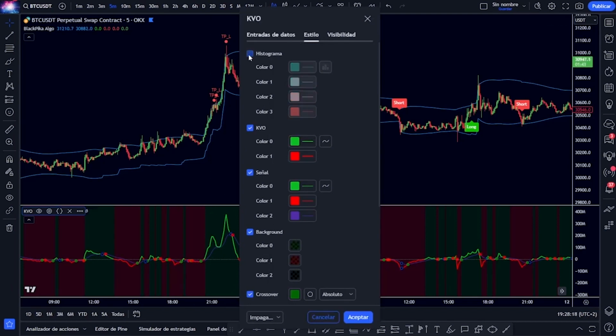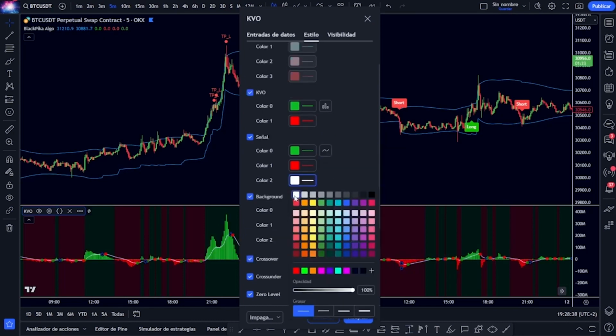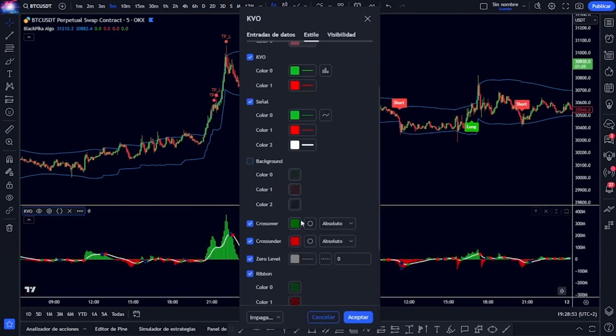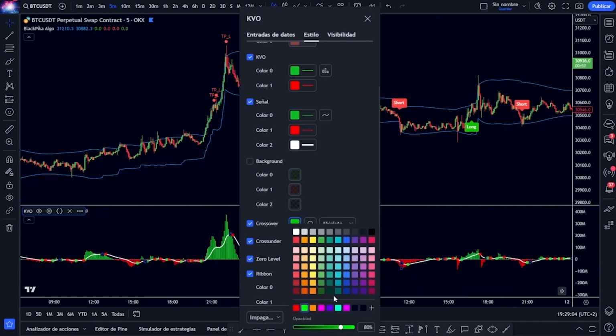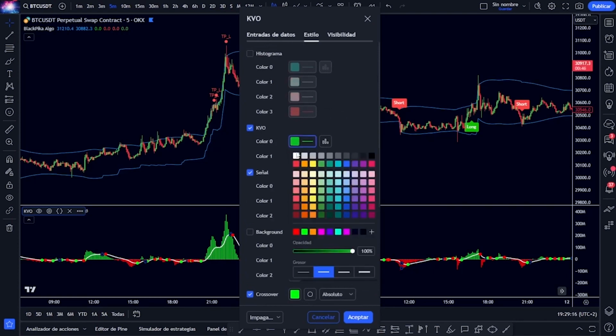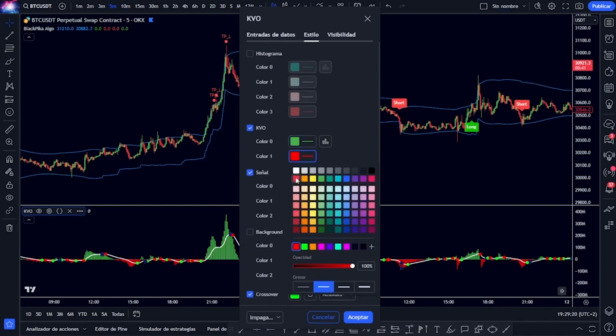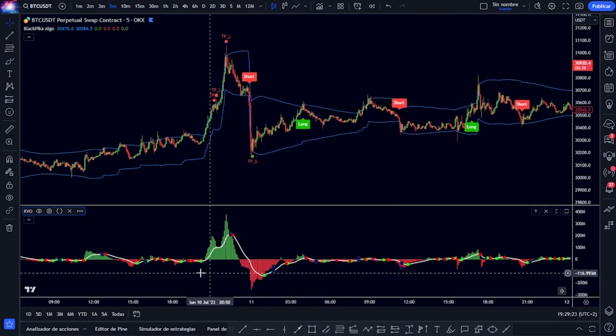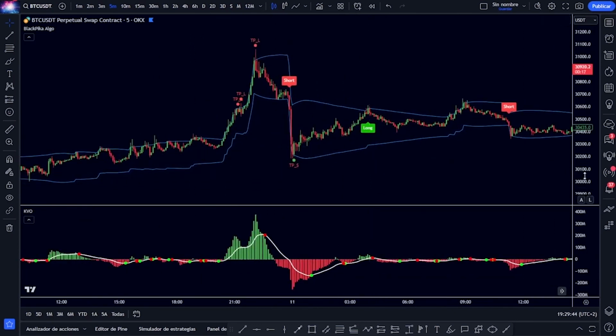I personally will remove the histogram. In KVO I will change the line to columns, or histogram, that already to your taste. In the part of signal I will place the line in white and a little fatter so that it is seen better. I will remove the background colors. And here in the marks where we put the points we will put some colors a little more striking to differentiate them from the rest. In fact, in the KVO itself I will give a little flatter shades to differentiate them perfectly from the marks of the points. And we would already have our setup completed.